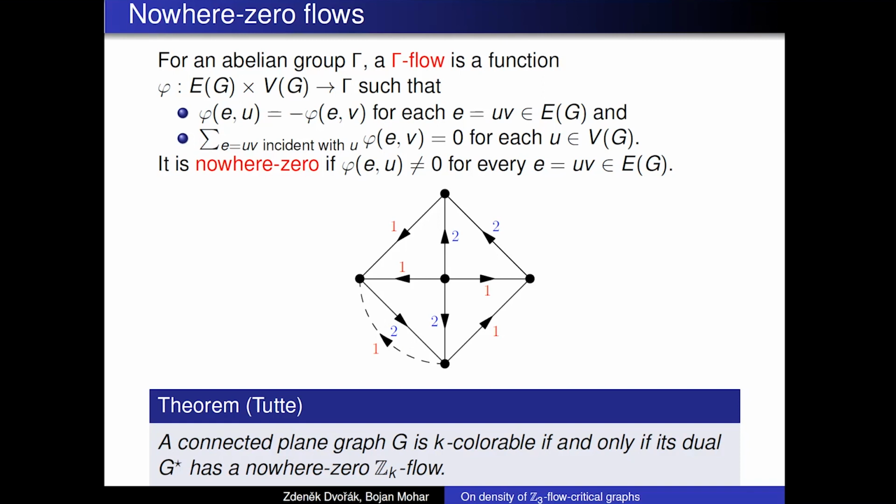Tutte proved that if you have a look at, let's say, a connected graph drawn in the plane, it is k-colorable if and only if its dual graph in the plane has a nowhere 0 Z_k flow. So this connects flows to k-coloring, at least in the setting of planar graphs.